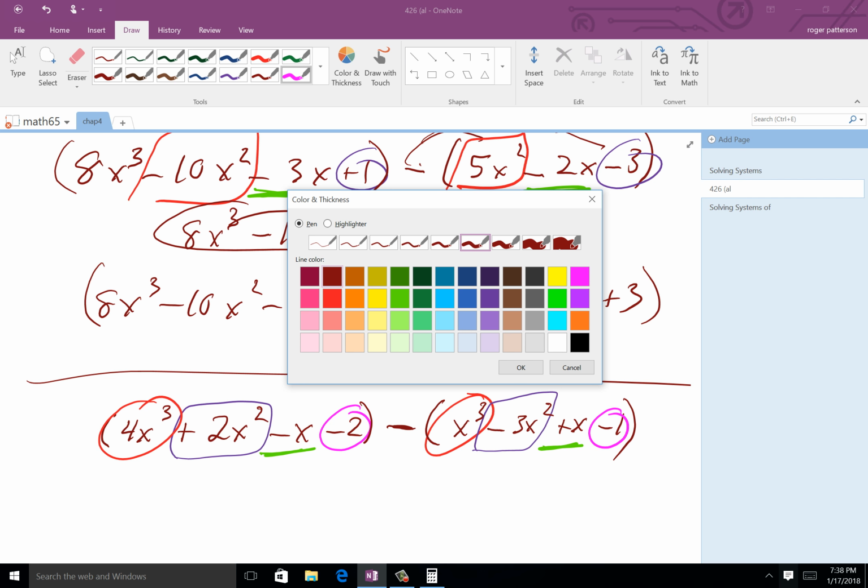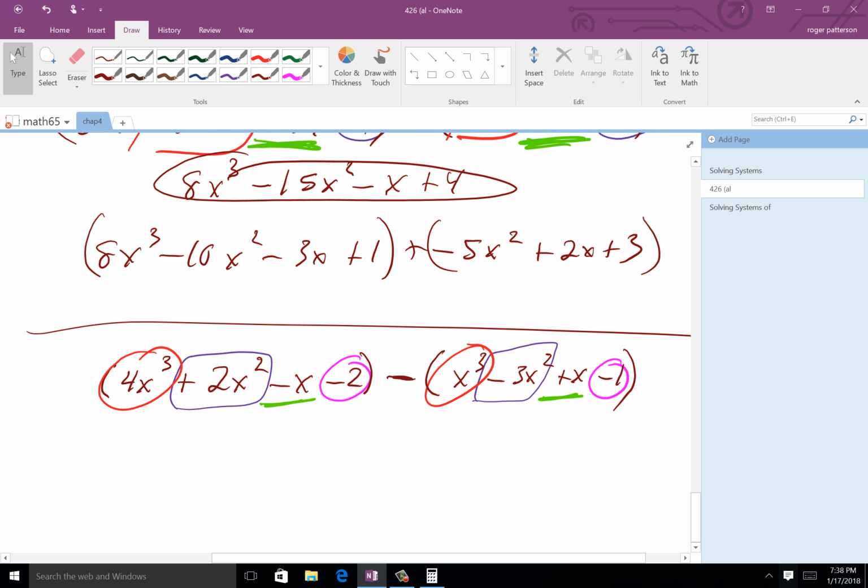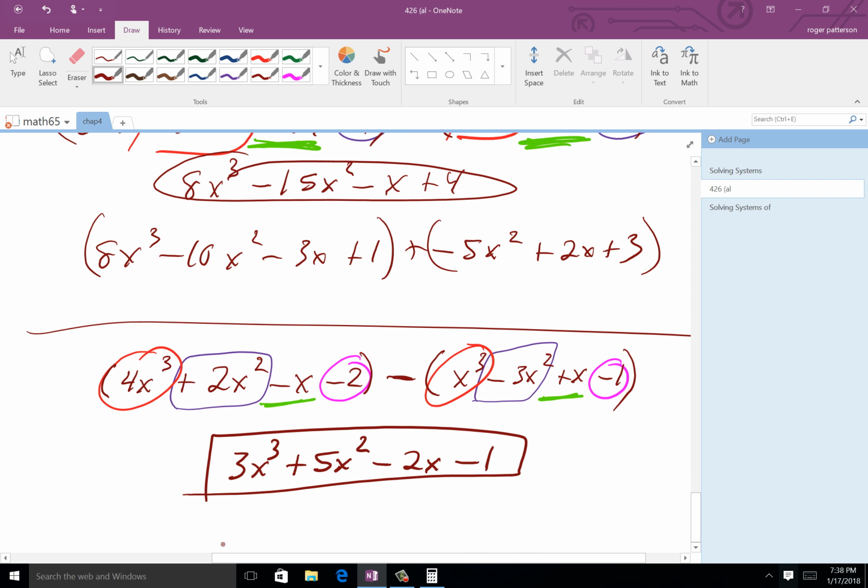So we got 4x cubed minus 1x cubed, so that's going to be 3x cubed. And again, you could move that inside if you want to. You pick your way. 2x squared minus a negative. Minus a negative means a plus. That's going to give me a 5x squared. Minus x minus x. That's 2 x's. Minus 2 plus 1. So that'd be a minus 1. Okay, and there's my answer.